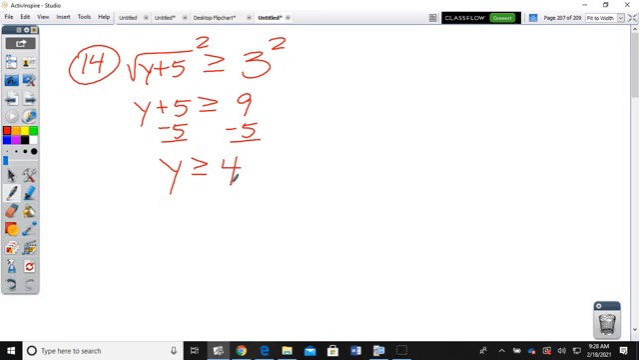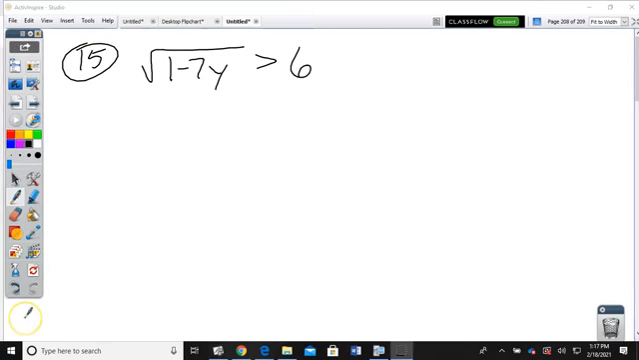Now, the inequalities are where you have to be careful, because remember, yes, it has to be greater than or equal to 4, but what can we not have under the radical? A negative. You cannot have a negative number under the radical because that makes it imaginary. Is there any number greater than or equal to 4 that would give us a negative? No, so I don't have to worry about that. That's my answer.